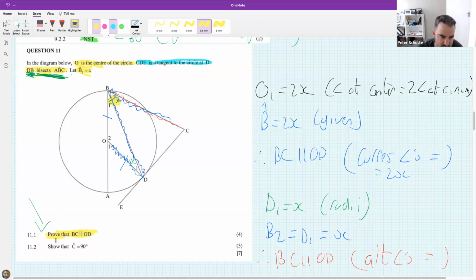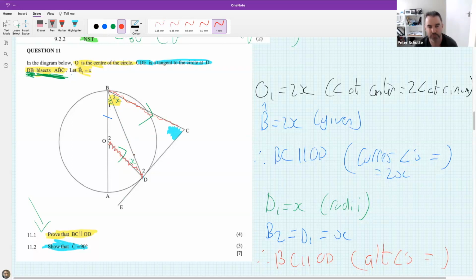The next one says, show that angle C is 90. So we need to find a way to show this is 90. But remember, we have just proved something. What have we just proved? We've proved that this line is parallel to this line. Now, once you've proved something, you can use it going forward. So don't be afraid to use the new information that you've just proved. You've proved a couple of things. That's 2x and so on.